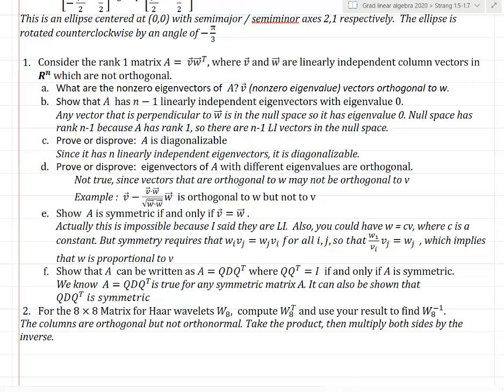So what was my point here? Sorry, let me recap my point. My point should have been this one here: since it's orthogonal to W, it's an eigenvector, so it's in the null space. And you can verify that it's in the null space just by taking the inner product of this with W.